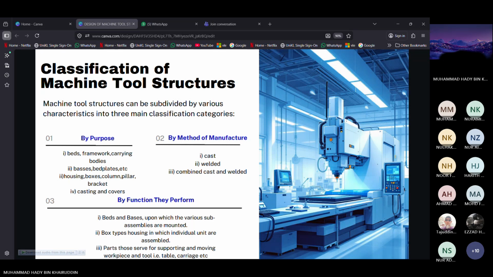And then second, by method of manufacture. We have cast, welded, combined cast and welded. And the third one, by function they perform. Bed and bases, board type housing in which individual units are assembled, and part to serve for supporting and moving workpiece and tool, such as table and carriage.